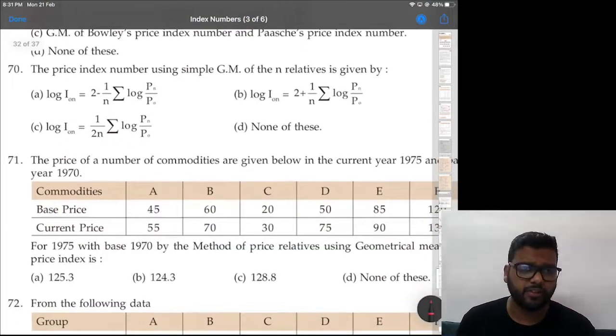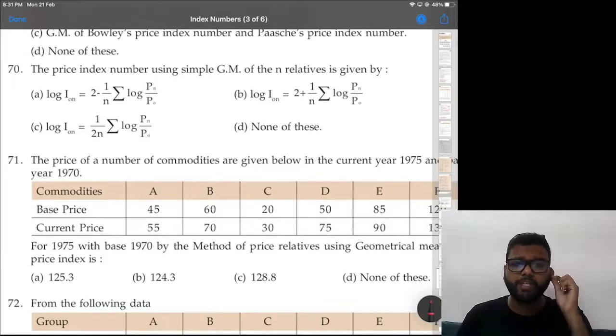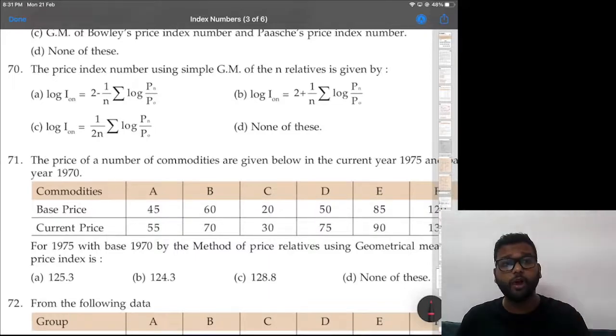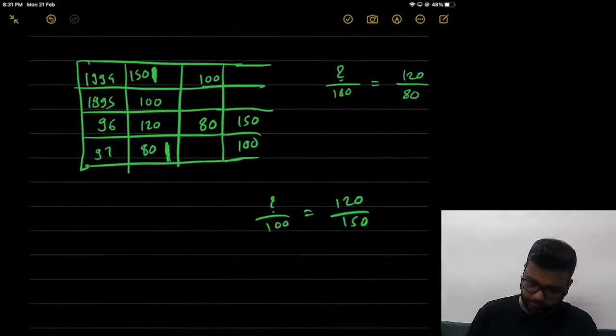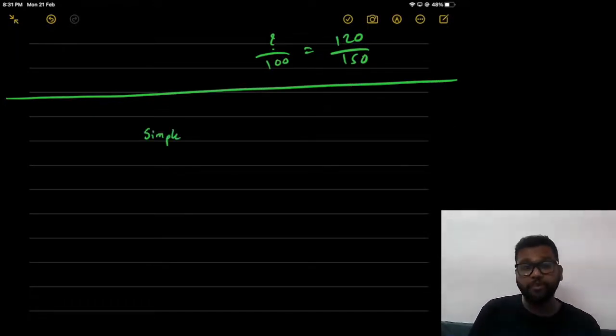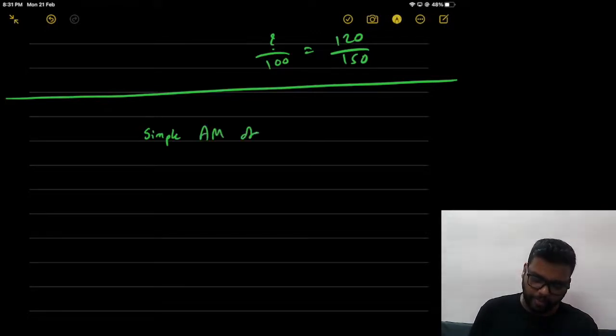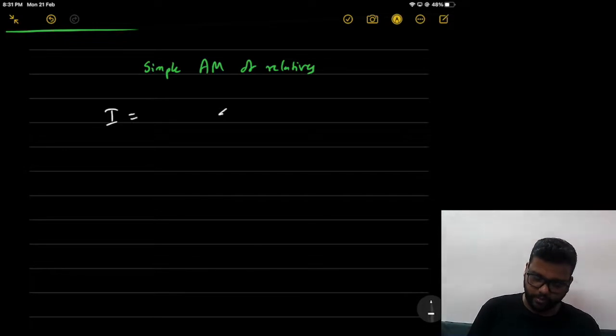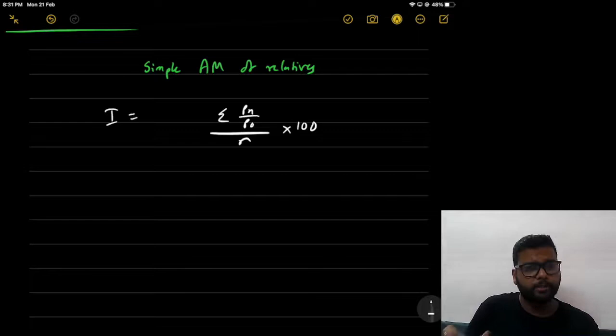70 is a good one. Different one. Price index number using simple geometric mean of n relatives is given by. Now they have taken log. So let's see what we can do. First of all, they are asking us for simple GM of relatives. How do we find simple AM of relatives? For simple AM of relatives, we do this. We take sum of all the relatives, divide by n into 100, because that is our simple average.